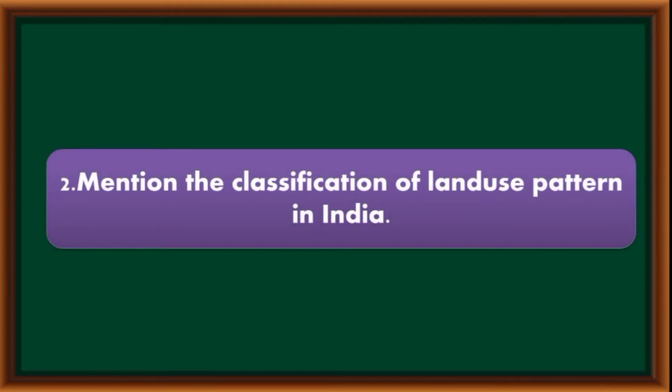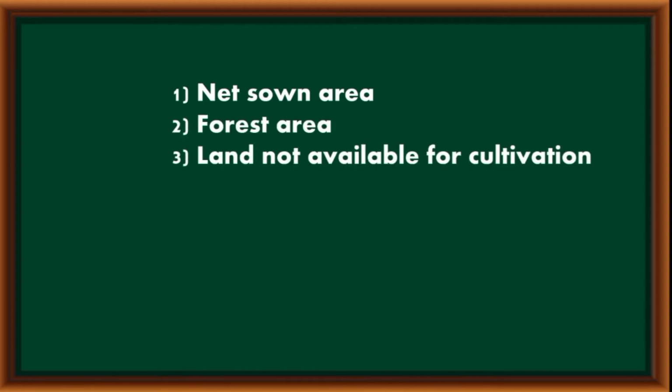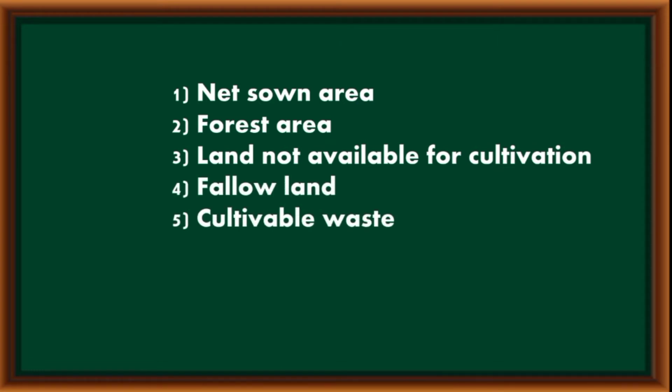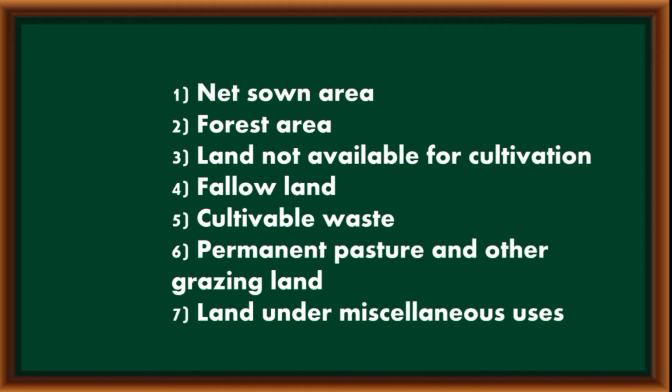Second question. Mention the classification of land use pattern in India. Answer is net sown area, forest area, land not available for cultivation, fallow land, cultivable waste, permanent pasture and other grazing land, land under miscellaneous uses. These are the classification of land use pattern in India.